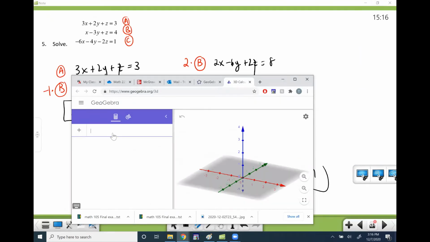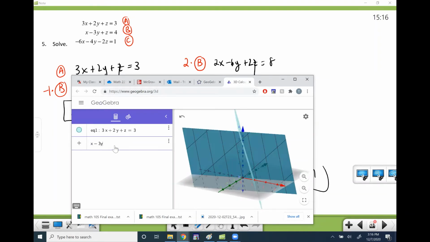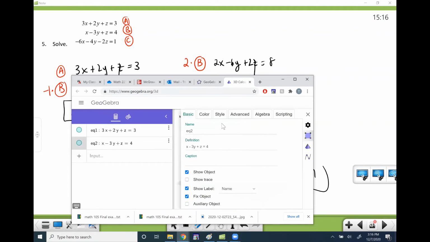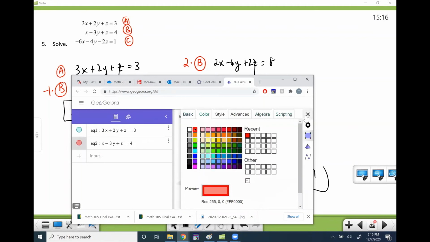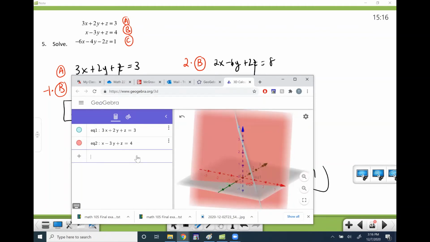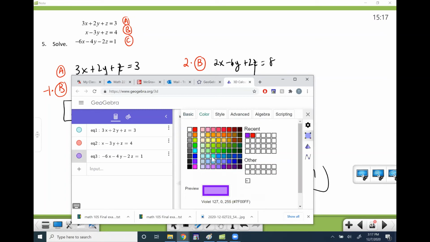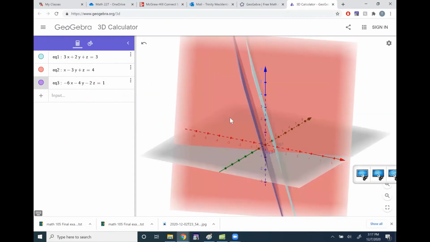Okay, so we got 3x plus 2y plus z equals 3. So that's that green plane. x minus 3y plus z equals 4. Let's change the color on that guy. All right, so that's that pinkish looking one. Negative 6x minus 4y minus 2z equals 1. And we'll make this guy, let's go with purple.